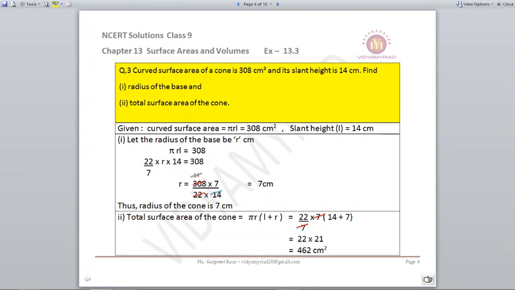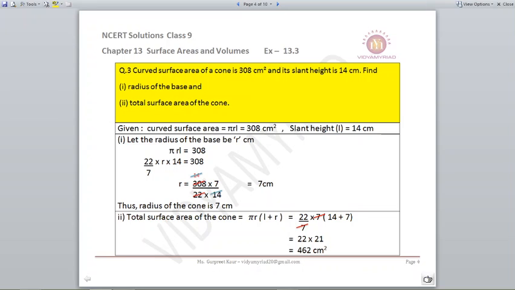Question number 3. Curved surface area of a cone is 308 centimeters square and its slant height is 14 centimeters. Find the radius of the base and total surface area. Now, how are we going to find the radius? We know the formula of curved surface area, the answer is given to us, that is pi RL.